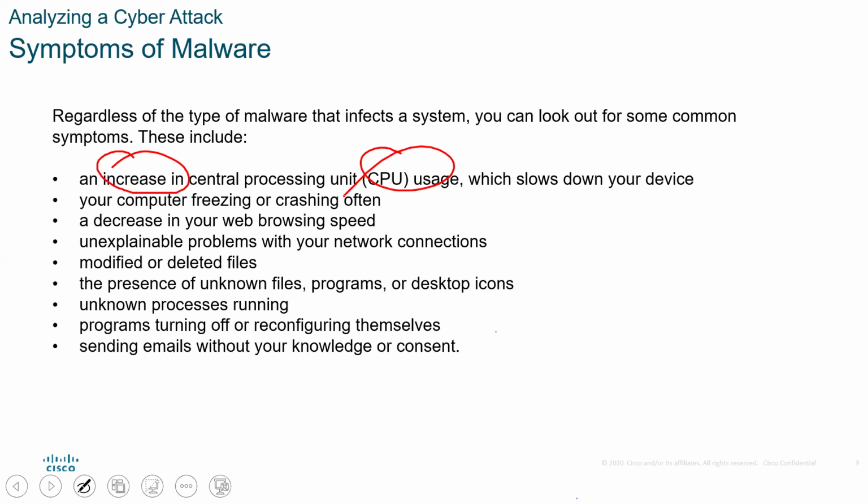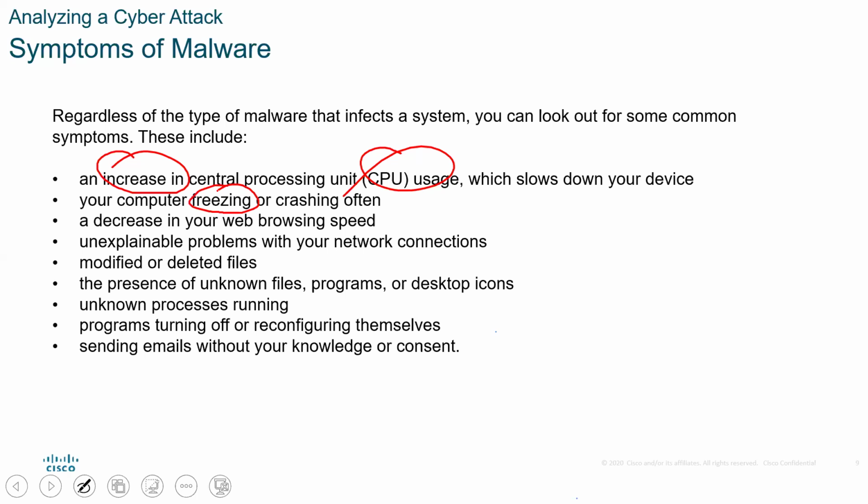The second one is your computer freezing or crashing often. You notice your mouse is not working, or anything you click does not open. The computer just freezes, and then you have to forcefully turn it off, then you reboot it again, or you discover your system crashes. Once you discover this freezing or crashing, there is something wrong. Sometimes it even affects your phone.